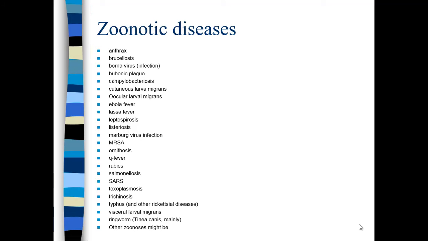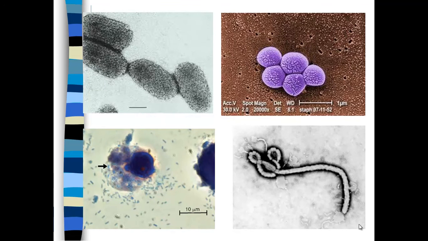Even MRSA can be transmitted from animals to humans. Staphylococcus aureus is not selective. It loves tissue. It loves mammalian tissue, and so it can be spread. And here are some examples of different types of infections. You've got bacterial infections on top, and then viral infections, including things like Ebola, which is in the lower right-hand corner.